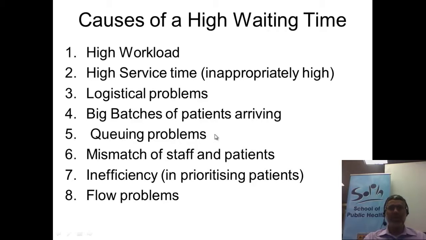Queuing problems cause high waiting times. This means that patients are not seen in the order they arrive. So a patient could have arrived third, and then only be the 20th person seen, which means that somehow in the queuing system they were passed over while others got seen.